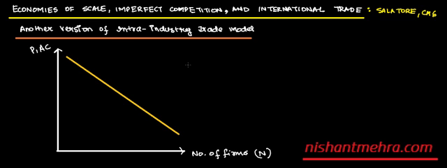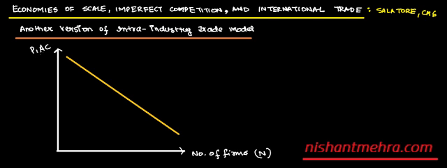Now we're going to take the discussion which we were having yesterday further about economies of scale, imperfect competition, and international trade. And yesterday we talked about one formal version of the intra-industry trade model. And there is another version of the intra-industry trade model which we're going to talk about today. So let's start with the graph.